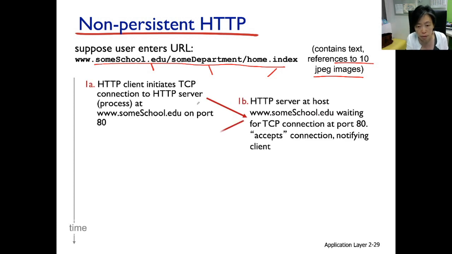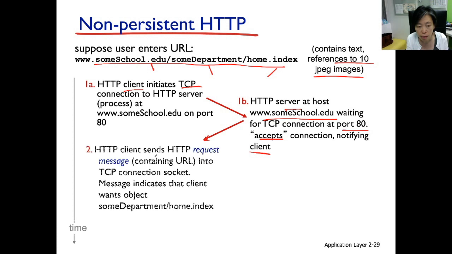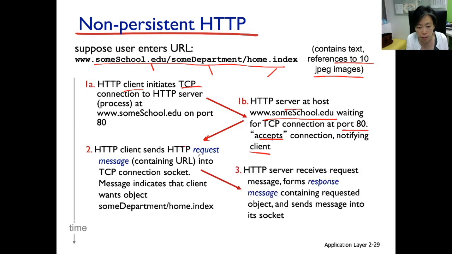Step number 1, the TCP establishment. The client here initiates a connection request. The server sitting at this location at port 80 will accept the connection and then send back a, sure, open it message. Second exchange is the client sending the request message. All right, so in the message, embedded is the URL. So that's going to go through the socket, and the URL is right there in the message.